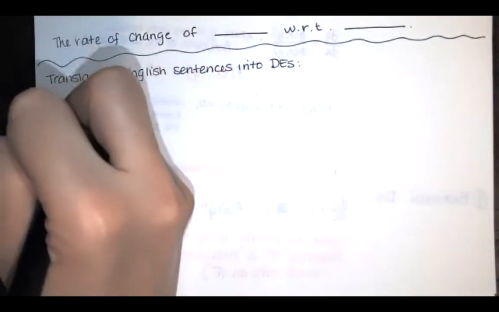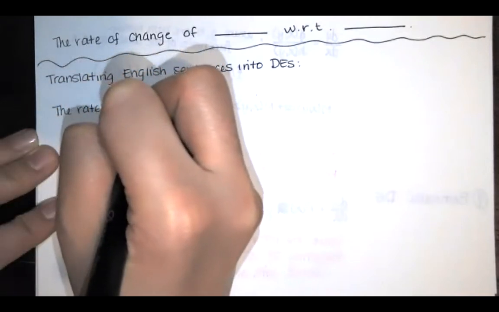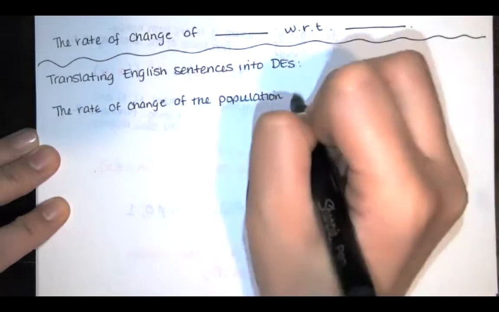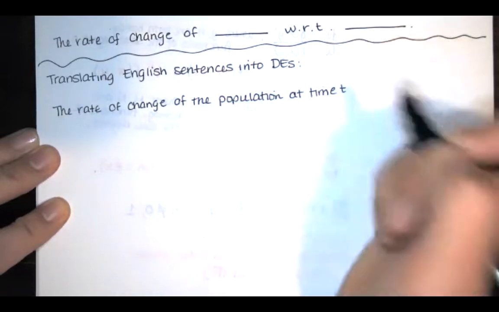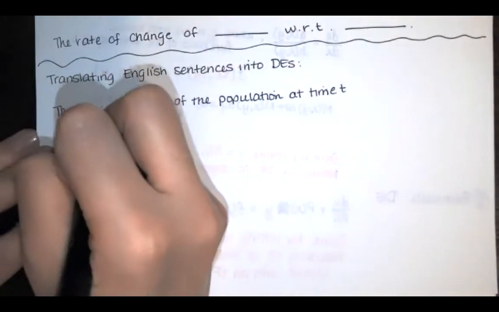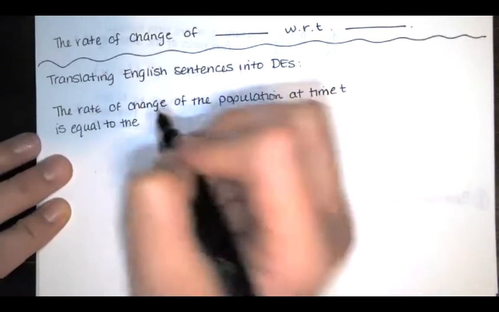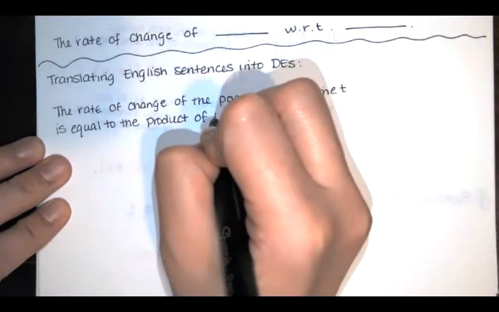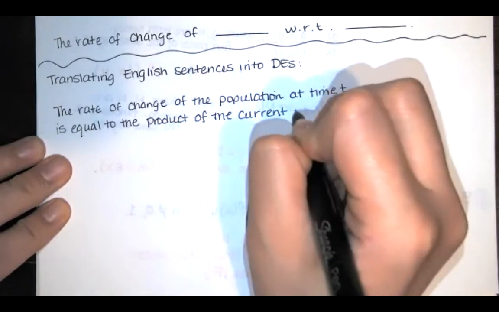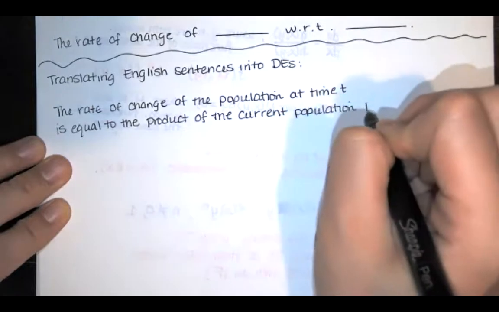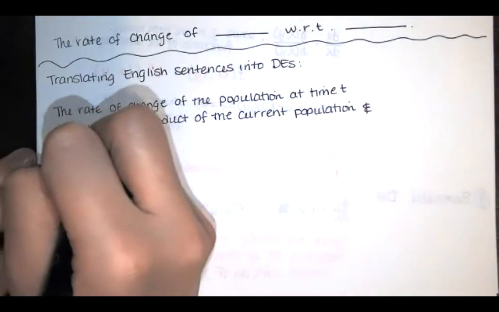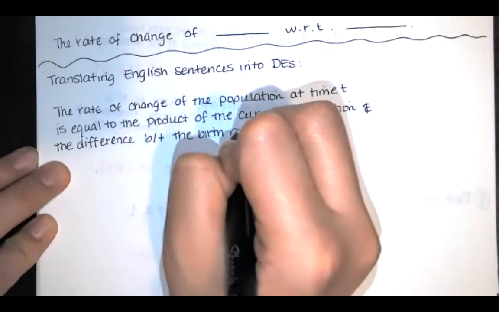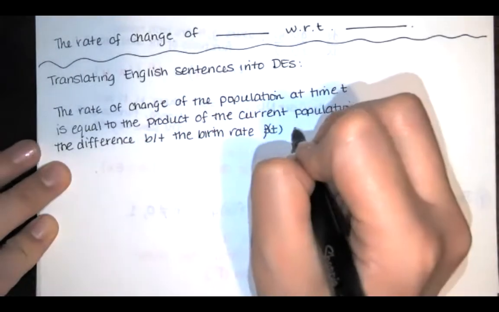So let's say we're told that the rate of change of the population at time t is equal to the product of the current population and the difference between the birth rate beta of t and the death rate.